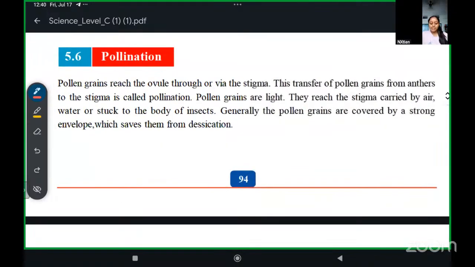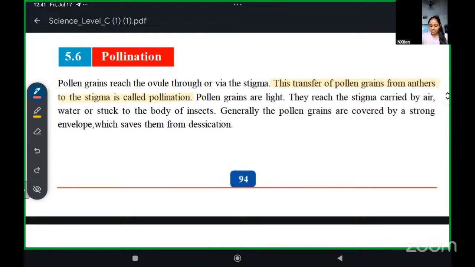Now, pollen grains reach the ovule through the stigma. They fall in that tube-like structure and reach the ovary. This transfer of pollen grain from the anther to the stigma is called pollination. In humans, this is called fertilization. In plants, it is called pollination.